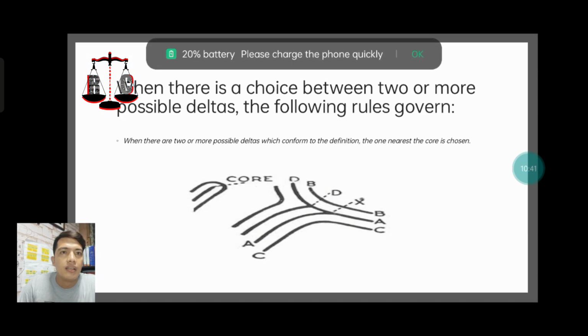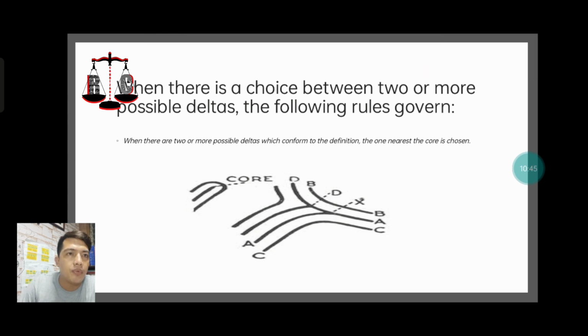Third rule, when there are two or more possible deltas which conform to the definition, the one nearest the core is chosen. Kung pananglitan na sad kuno, two or more deltas, ang ato daw isilik is the one nearest to the core is chosen. Pasabot ana ang pinakaduol sa core.